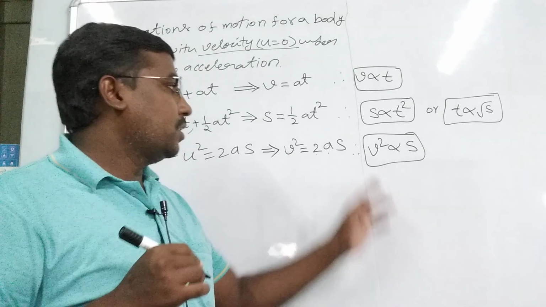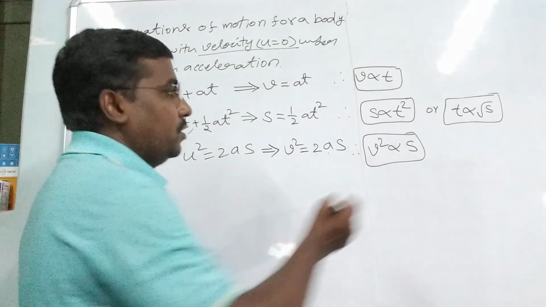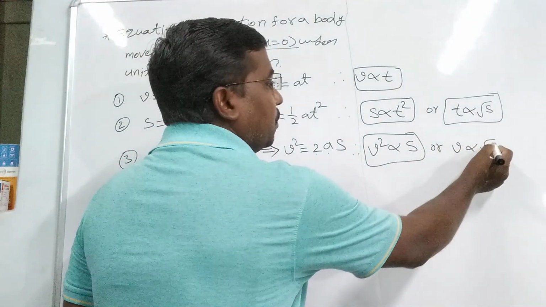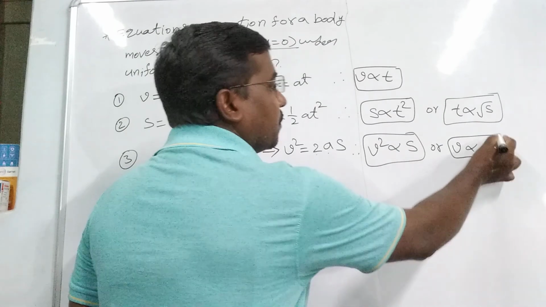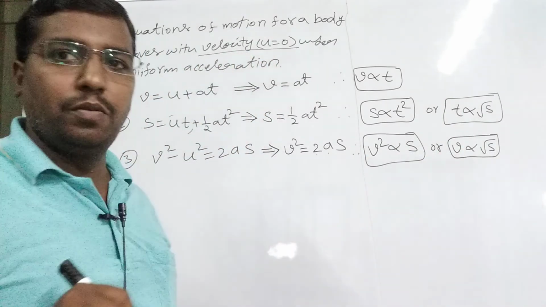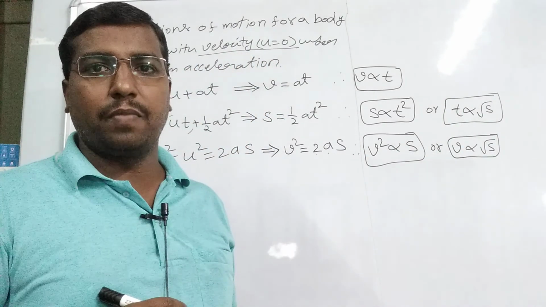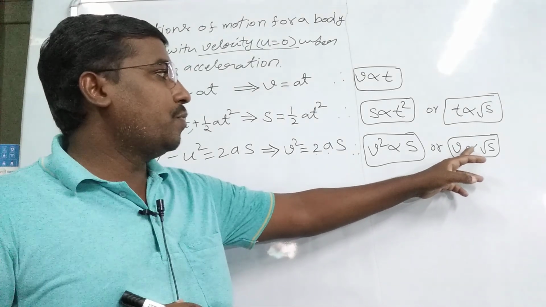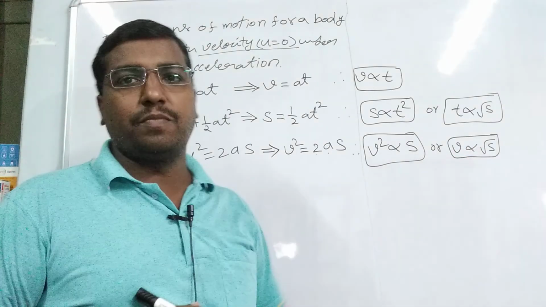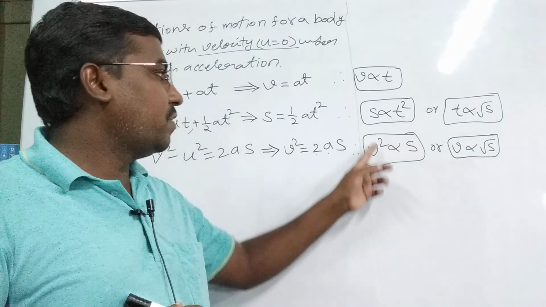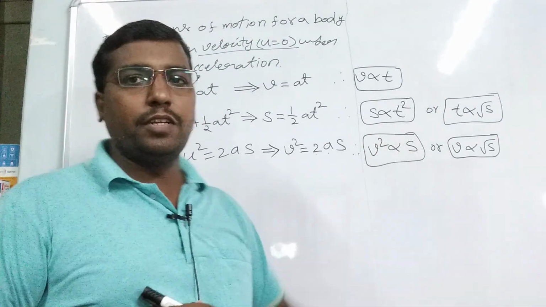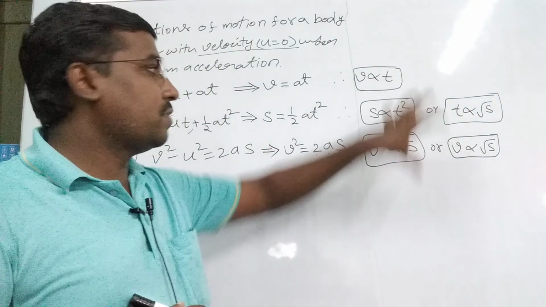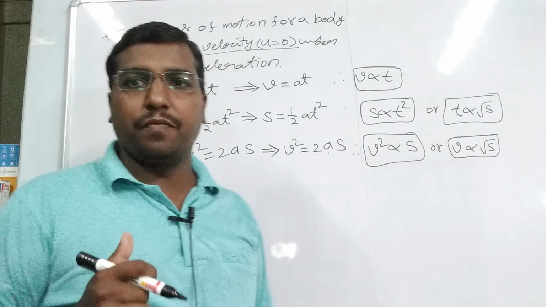Also it is written as v is proportional to root s. So velocity is directly proportional to the square root of the displacement, or the square of the velocity is directly proportional to its displacement. So these are very important.